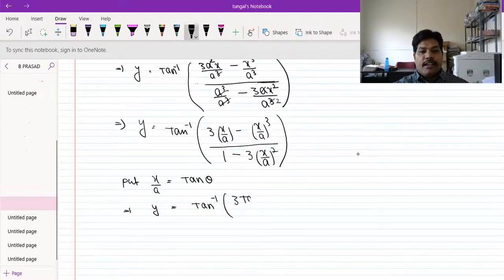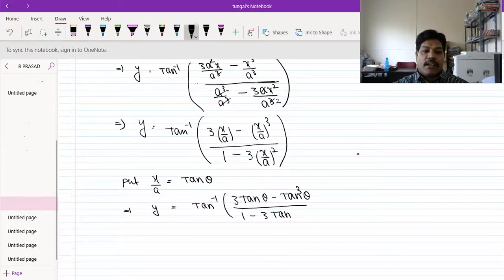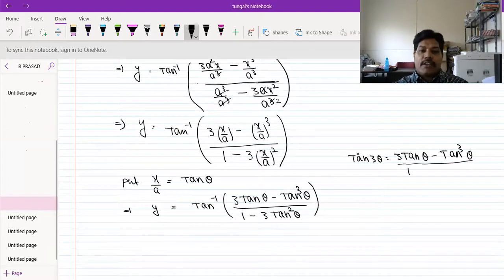3 tan theta minus tan cube theta by 1 minus 3 tan square theta. So already you know the formula of tan 3 theta. What is the tan 3 theta formula? Tan 3 theta is nothing but 3 tan theta minus tan cube theta by 1 minus 3 tan square theta. So this formula you can use here.